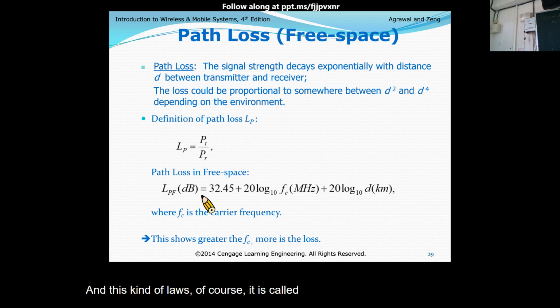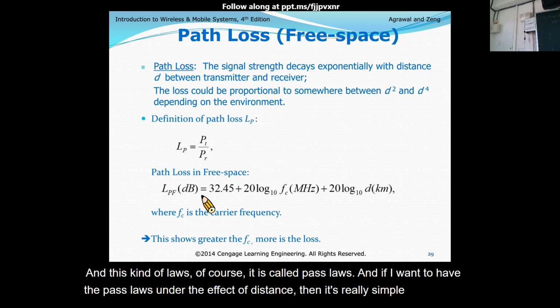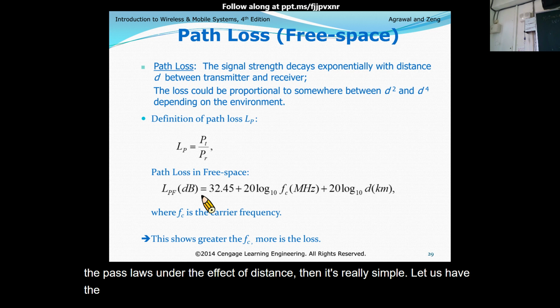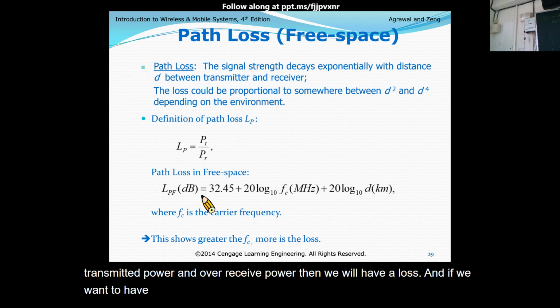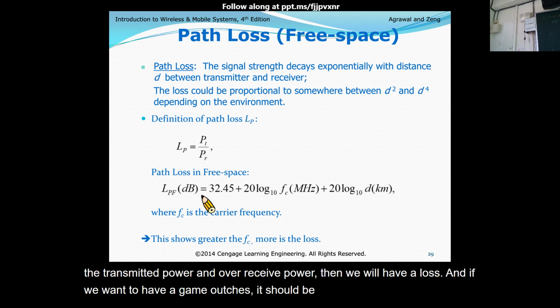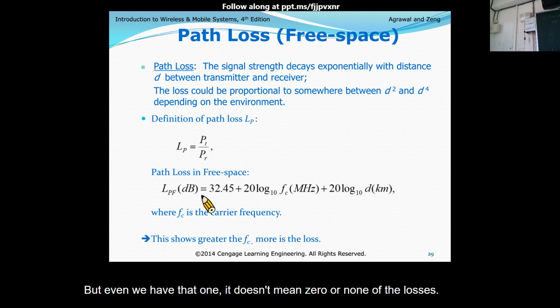And if we want to have the path loss under the effect of distance, then it's really simple. Let us have the transmitted power over the received power. Then we will have a loss. And if we want to have a gain, actually it should be the received power over the transmitted one. But even if we have that, it doesn't mean zero losses. So therefore, we investigate losses first.